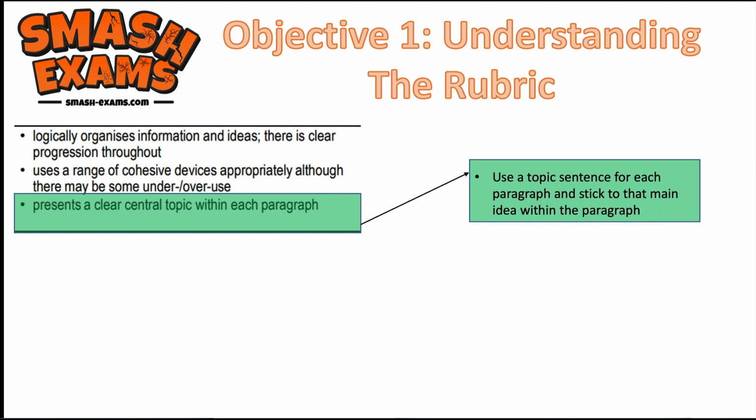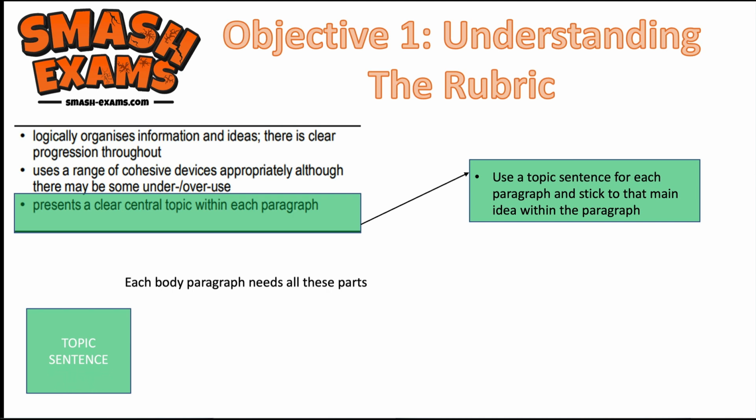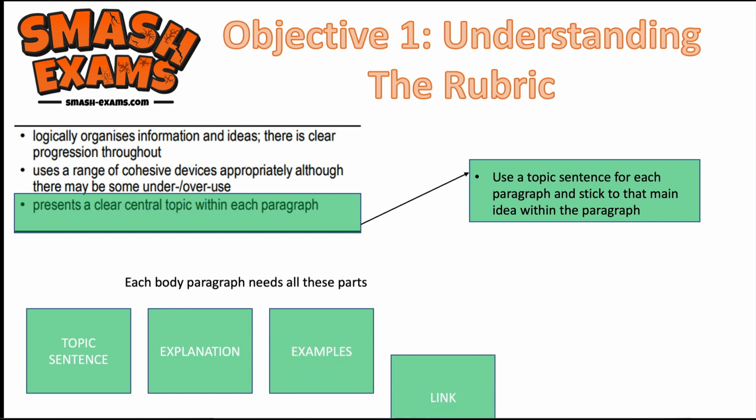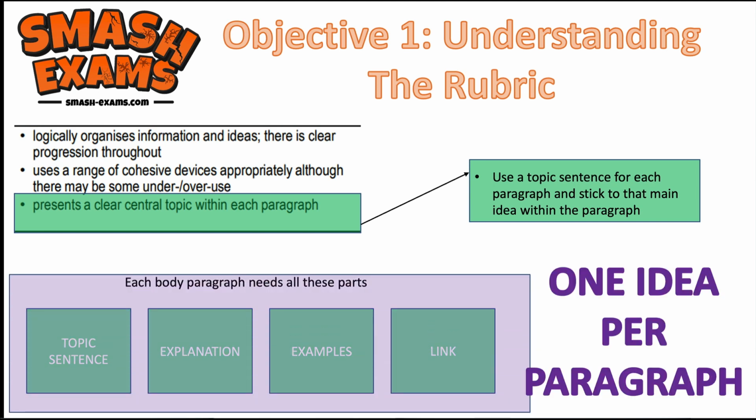Finally, you need to present a clear central topic within each paragraph. That means you need to use a topic sentence for each paragraph and stick to that main idea within the paragraph. So in each paragraph, especially the body paragraphs, you need a topic sentence, an explanation, some examples, and then a link to the title or to the next paragraph. Now, you need to make sure that you have only one idea per paragraph, because otherwise it won't be a clear central topic.